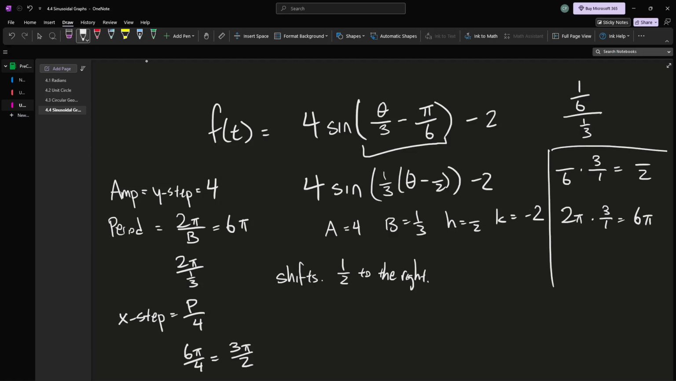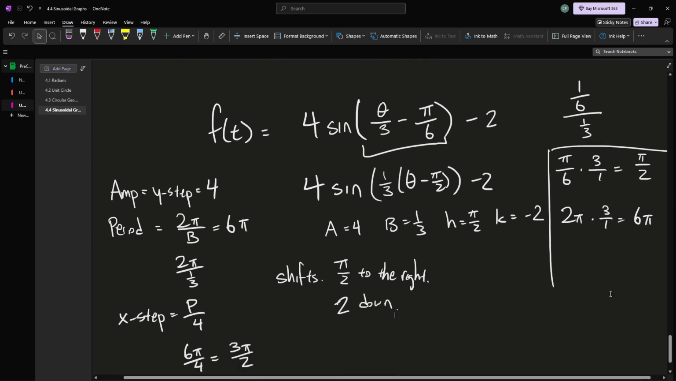if I have pi over 6 over here, pi over 6 divided by 1/3 will be pi over 2. So theta minus pi over 2. H equals pi over 2. So it'll be pi over 2 to the right. And then k, since it's -2, it's 2 down, 2 units down.